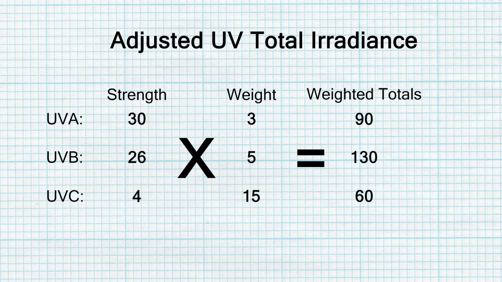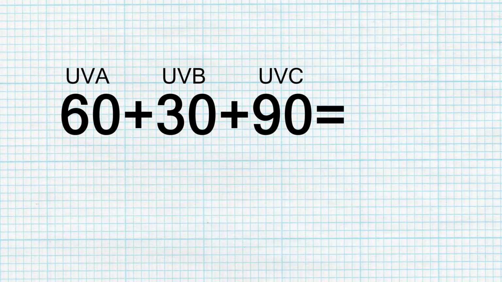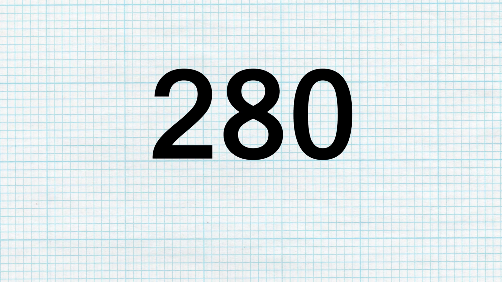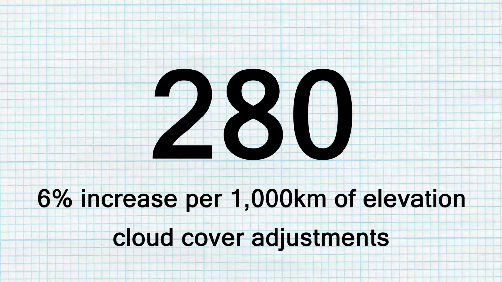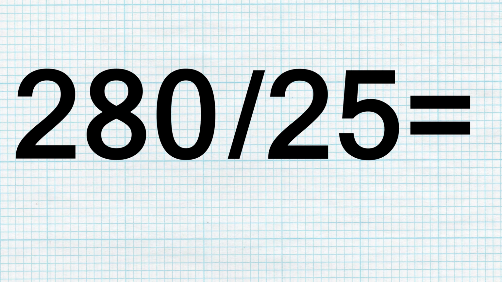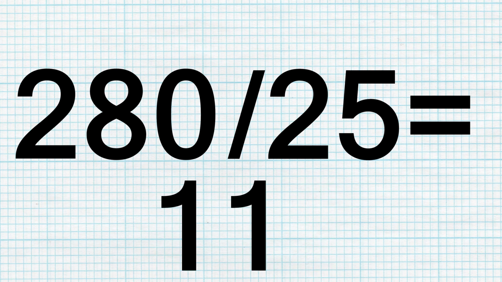Once we have the weight, we multiply them together, and that gives us the weighted total. Now that we have the weighted totals for each band, we simply add them together, giving us a total weighted score. Now that we have a total weighted score, we have to adjust for elevation and cloud cover. For our sake, we'll just assume that we're at sea level and it's a perfectly sunny day. Now that we have our adjusted total, we divide by 25. Then we round to the nearest whole number, and that is our UV index.